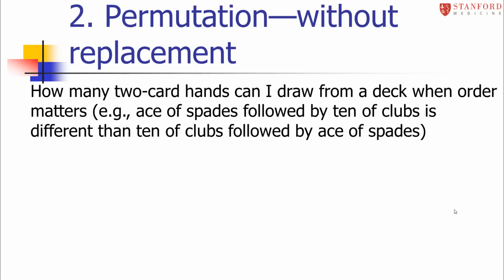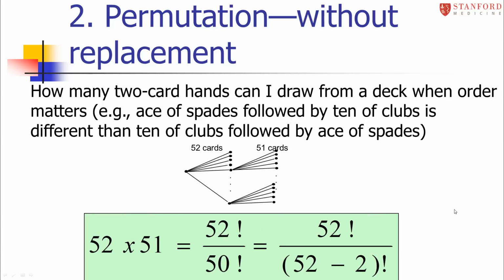We can also use this with the card examples that we talked about in the last module. So how many 2-card hands can I draw from a deck when order matters? We actually solved this in an earlier module. So again, we can write out the tree. On the first draw, I have 52 possibilities. On the second draw, I have 51 possibilities. So I showed you before that that's just 52 times 51. Well, 52 times 51, what is that really? That's the same as 52 factorial divided by (52 minus 2) factorial.